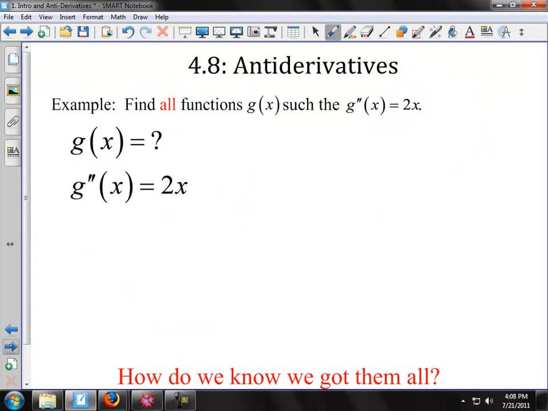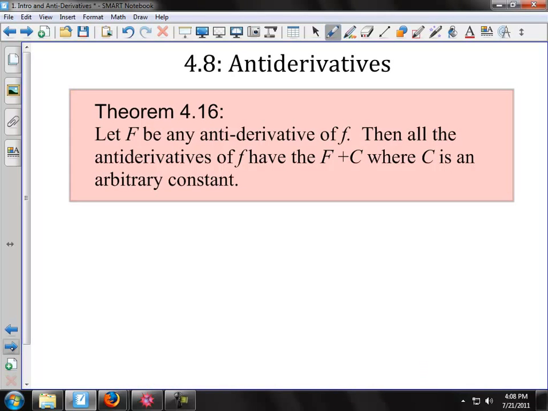But how do we know we got all of them? How do we know there might not be some other function that we didn't find whose second derivative is also 2x? Well, the reason we know is because of this theorem. This is theorem 4.16 in your book. It says that if you have one of the antiderivatives, then all the other antiderivatives have to be just a constant away. You can't have two completely different functions having the same derivative.